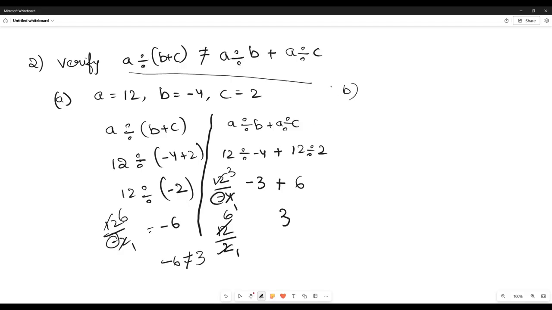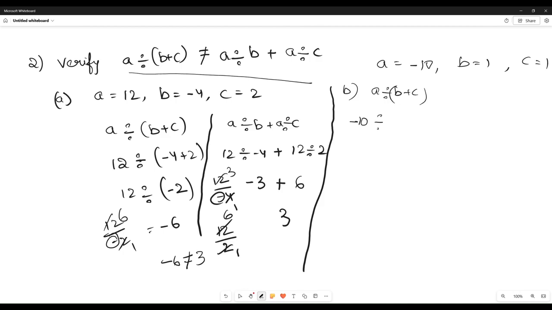Let's do the second sum. What are the values they have given? A equals minus 10, B equals 1 and C equals 1. First expression is A divided by B plus C. What is the value of A? Minus 10 divided by 1 plus 1, right? So 1 plus 1 is 2. So minus 10 divided by 2: 2 ones are 2, 2 fives are 10. The numerator has a negative sign, so the answer is minus 5.